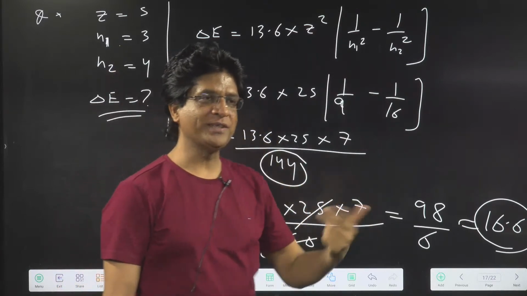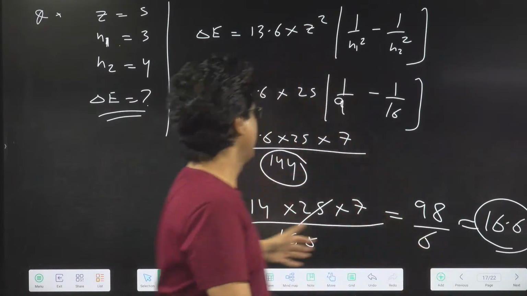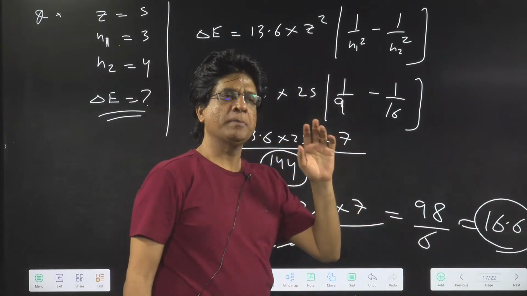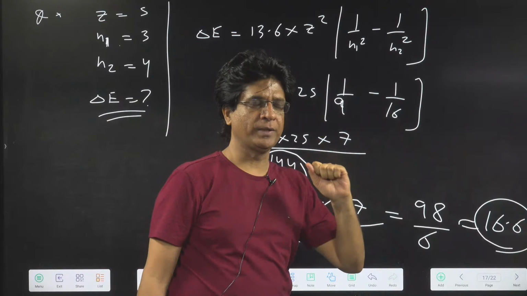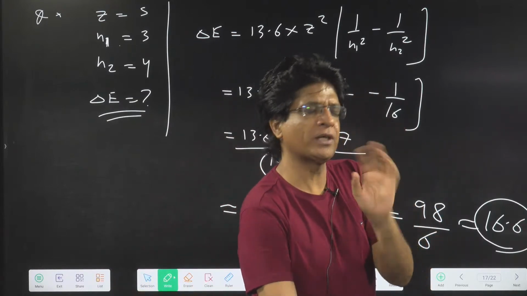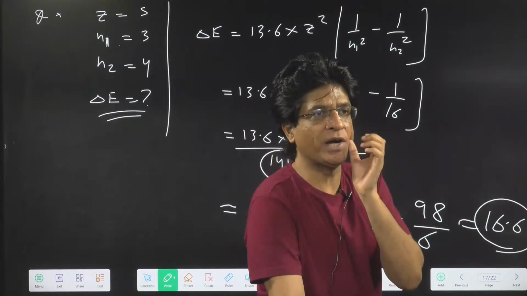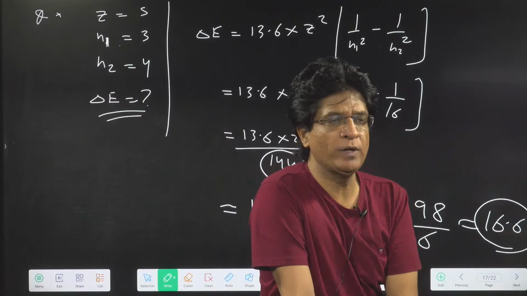The options in this question are a bit different. The first option is 3 point something. The second option is 81 point something. The third option is say 17 point something, and the fourth option is 32 point something. So which option will you opt for?